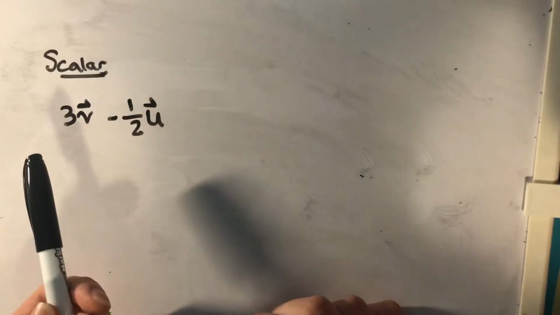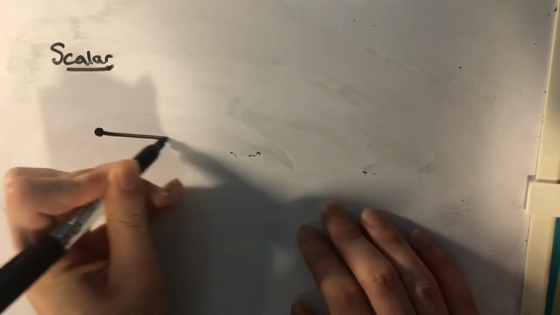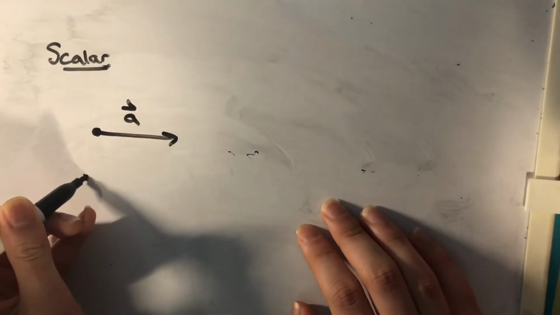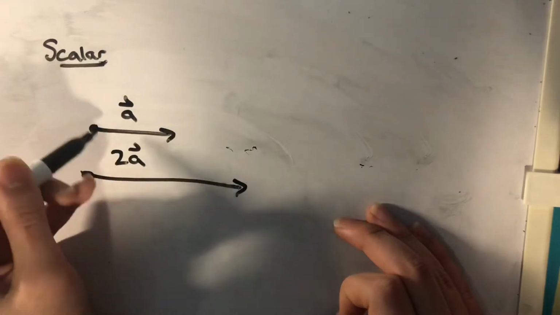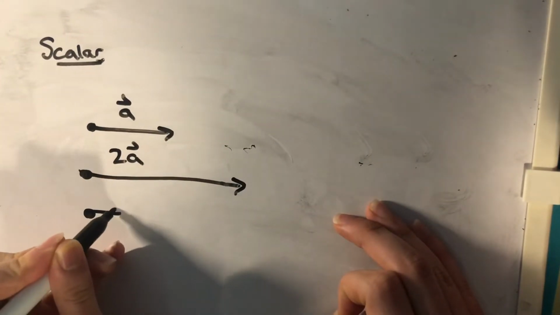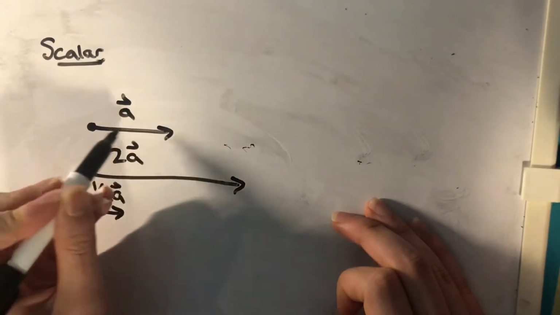And a scalar can do essentially two things to a vector. One of those is changing its length. For example, if we have vector a here and we multiply it by a scalar of 2, then it will be double the length of the original vector. And this also applies for multiplying it by smaller numbers. So for example, vector a multiplied by 1/2 will be half the length of the original vector a.